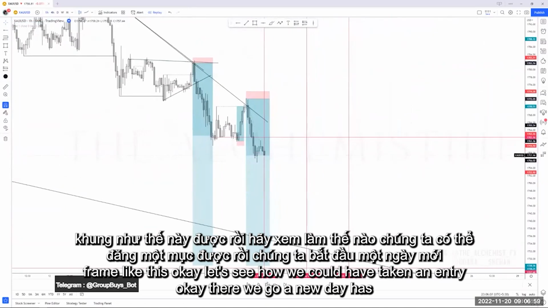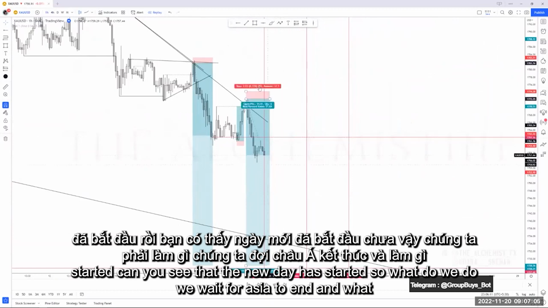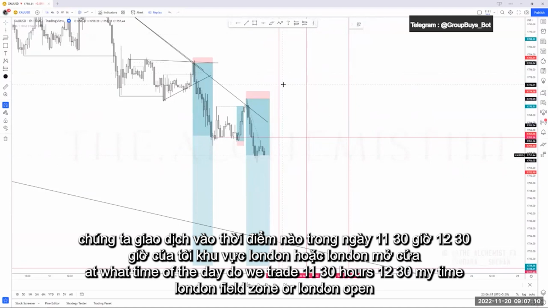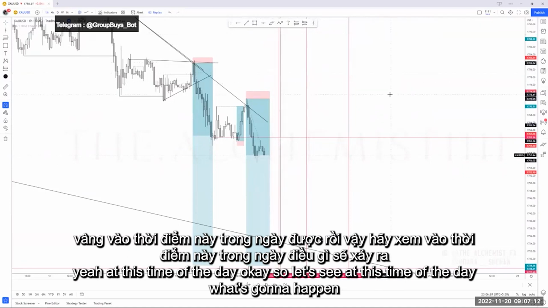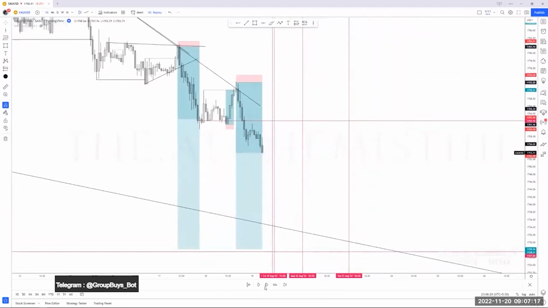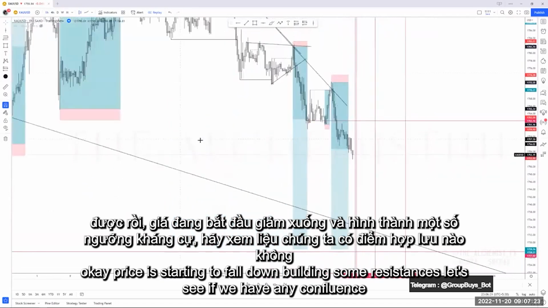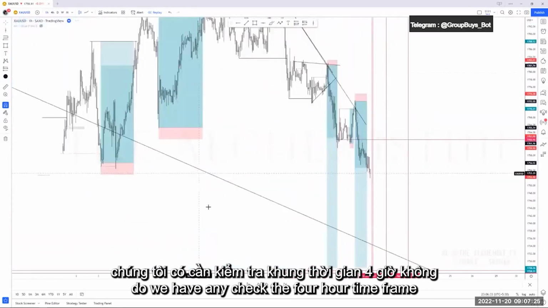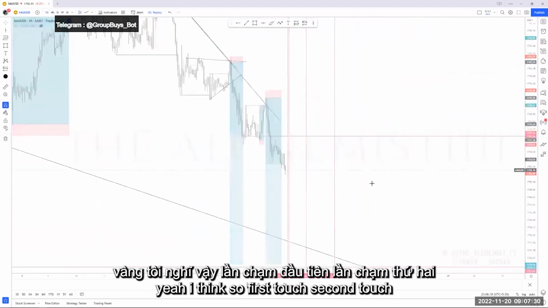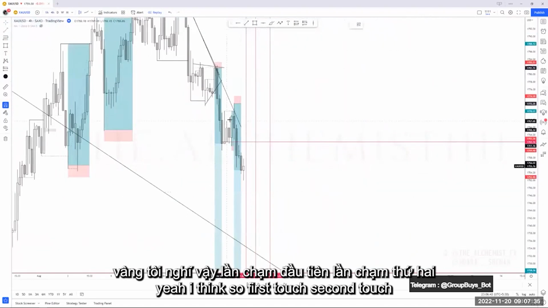Okay, there we go. A new day has started. Can you see that? So what do we do? We wait for Asia to end. And at what time of the day do we trade? 11:30 or 12:30 my time, London kill zone or London open. At this time of the day. Okay, so let's see at this time of the day what's gonna happen. Okay, price is starting to fall down, building some resistances. Let's see if we have any confluence. Do we have any? Let's check the 4 hour time frame. Yeah, I think so. First touch, second touch.